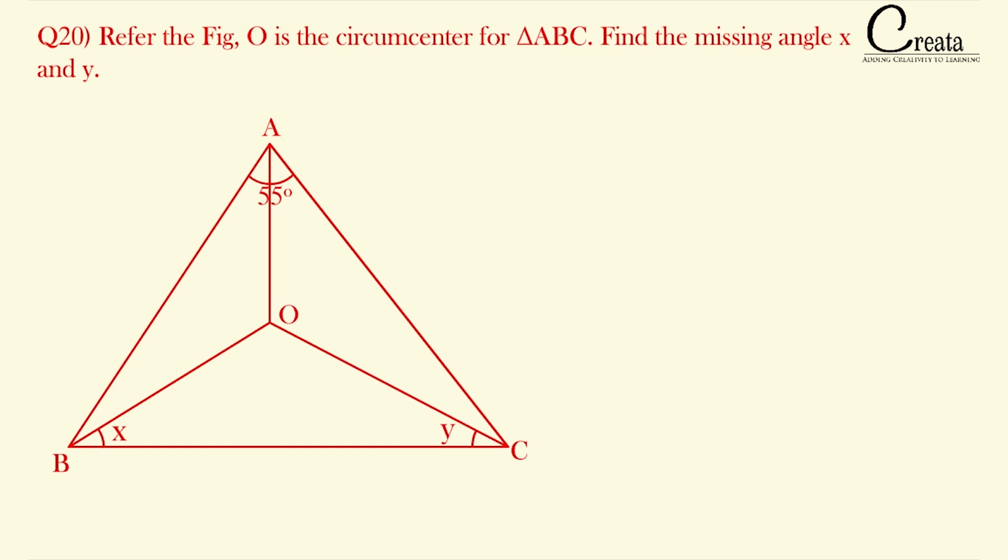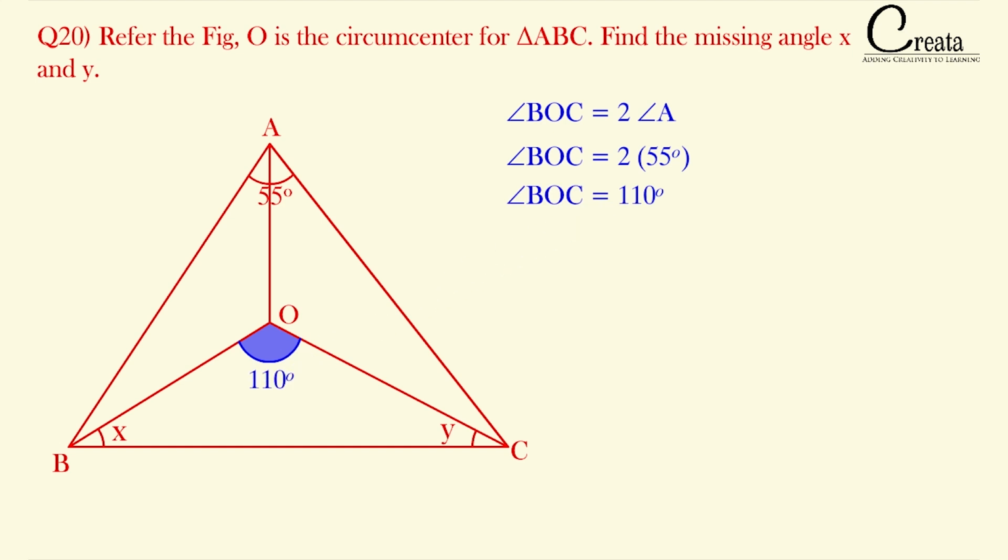By looking at the figure, can we say angle BOC is the angle formed at the circumcenter? O is given as the circumcenter, and we know the angle formed at the circumcenter is equal to twice the opposite angle. That is, angle BOC is equal to twice angle A. And angle A is given as 55 degrees. On putting the value, we got angle BOC as 110 degrees. Okay, we got the angle BOC.